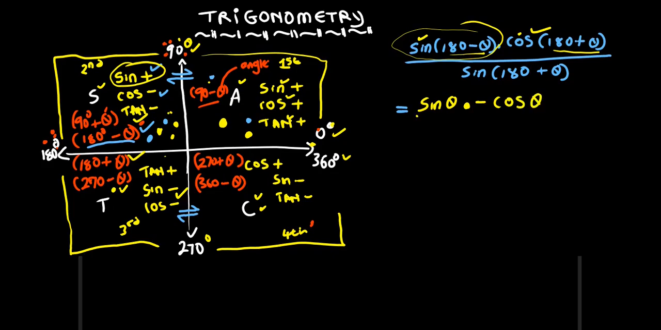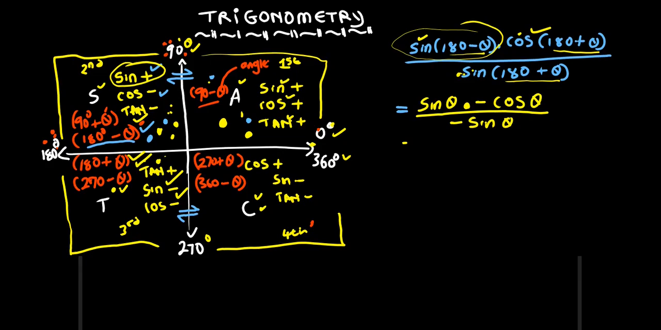All over, we go to this one here. We look for 180 plus theta. Do we have it on the first quadrant? No. Do we have it on the second quadrant? No. Do we have it on the third quadrant? Yes. We check. Is sine positive or negative on the third quadrant? It is negative. It means we're going to have negative sine of theta.